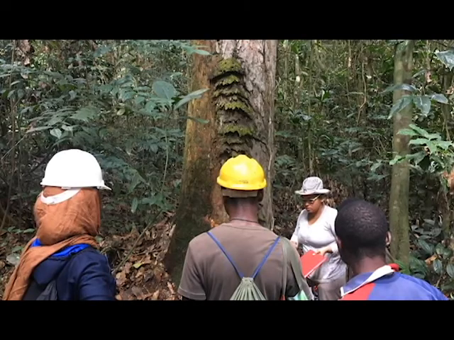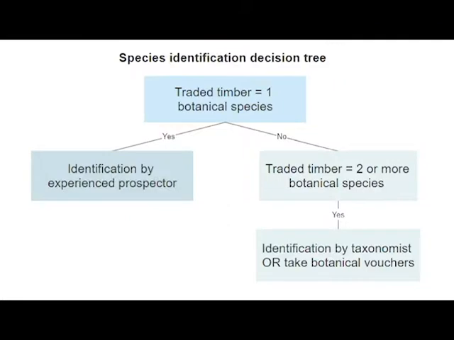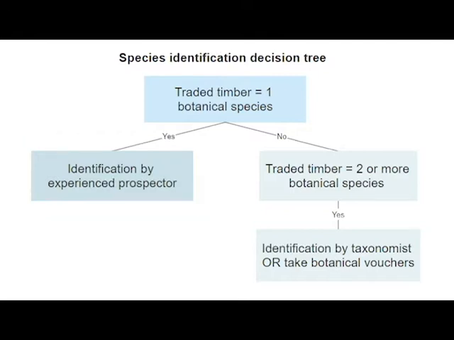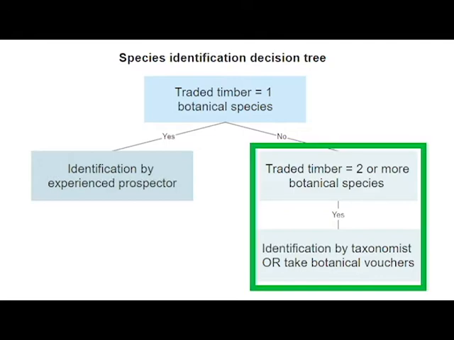So first thing, find your tree. Once you've done that, you need to ensure that the tree is the species that you are looking for. In case the timber is produced by one single botanical species, identification can be done by an experienced prospector. If that's not the case, we recommend you to be accompanied by a taxonomist or to take botanical vouchers.